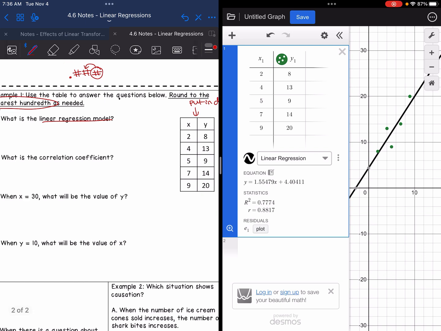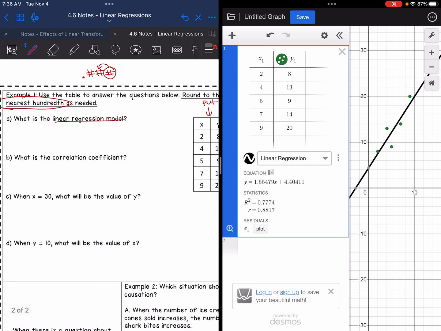All right, so my linear regression model, that's the equation. So the equation was y equals 1.55. The next number was a 4, so that means I'm going to stay at 55. And then I'm going to put x plus 4.40. The next number is a 4, so that means I'm going to keep the 0 like it is. So that's my equation rounded to the nearest hundredth.